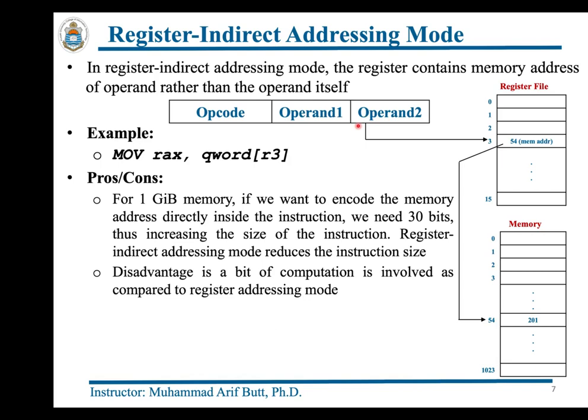The disadvantage of this register indirect addressing mode is that a bit of computation is involved. That is, you first need to access the register, read the register contents, and then present this address to the memory to get the actual operand residing over here.